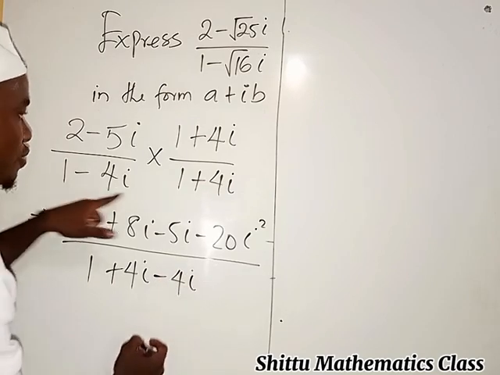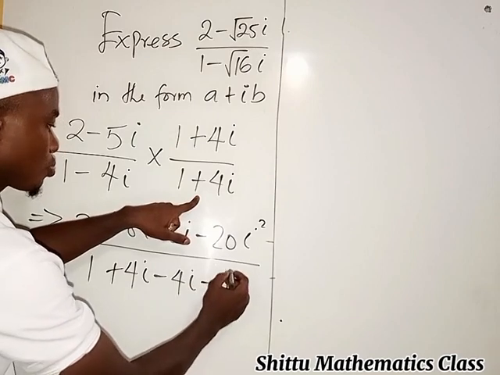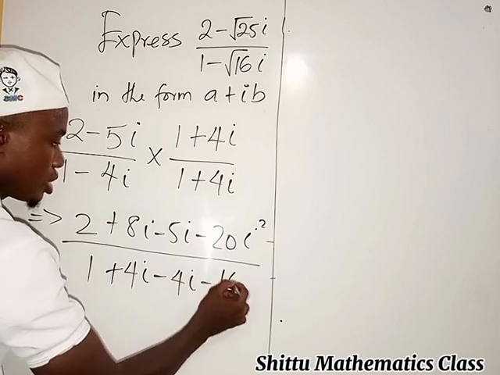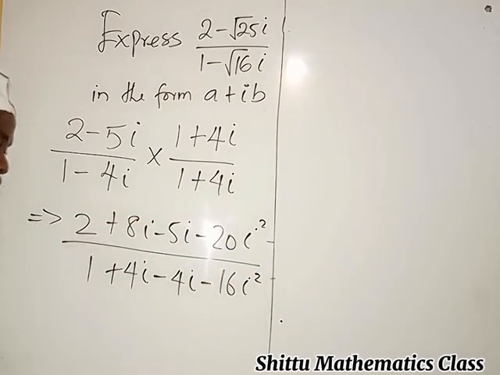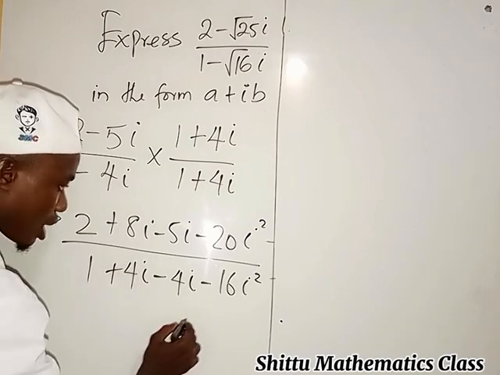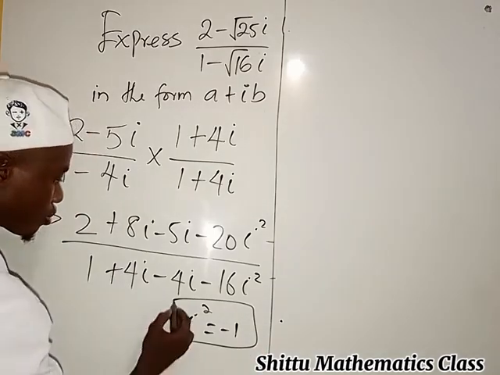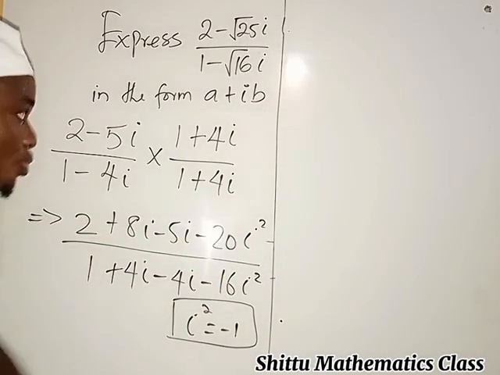Then I have minus 4i times 4i. Minus times plus, I have minus. I have 4 squared, which is 16. Let me write 16, then i squared, because i times i gives you i squared. Now recall that i squared is the same thing as minus 1, from the complex plane. So anywhere you see i squared, you replace it with minus 1.